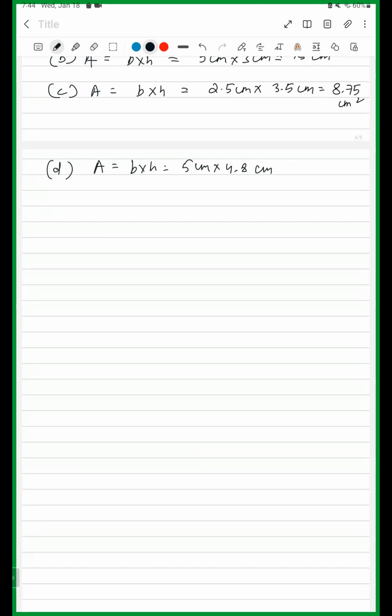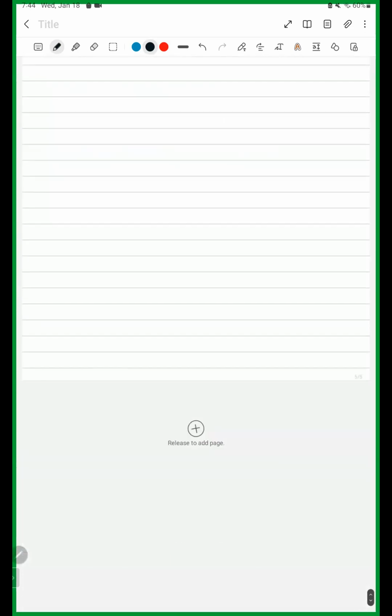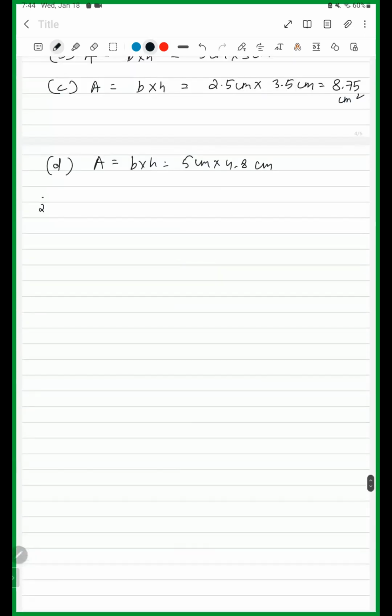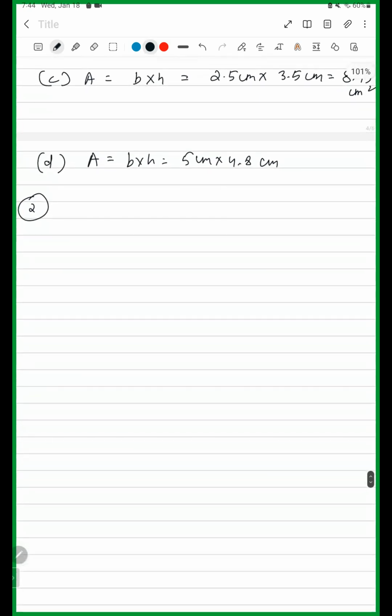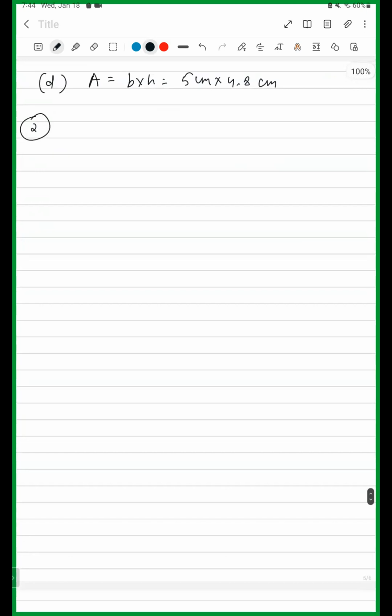Next, let's do question number 2. Find the area of each of the following triangles. सबसे पहले क्या होगा? First वाला part. Area of triangle is equal to 1 by 2 multiplied by base multiplied by height. Very good. So 1 by 2 multiplied by 4 multiplied by 3.